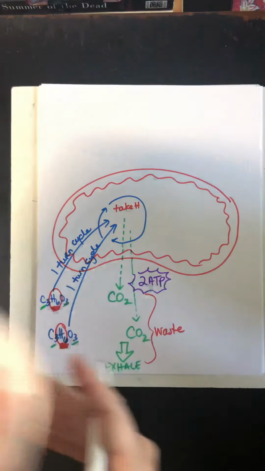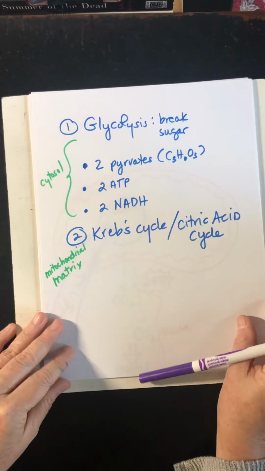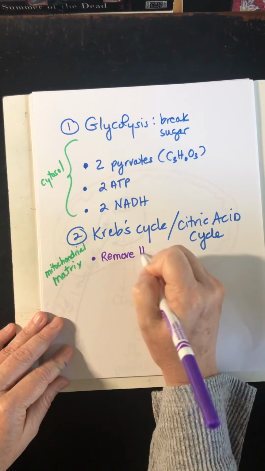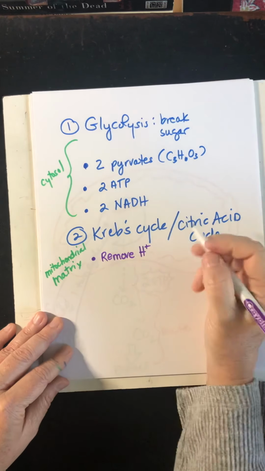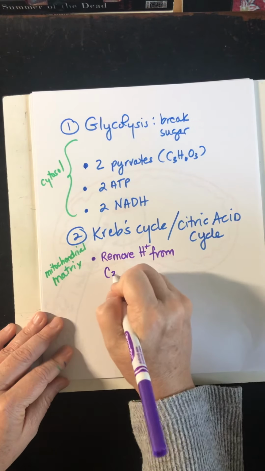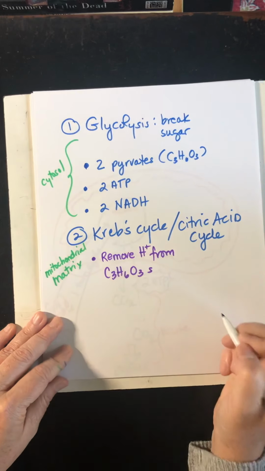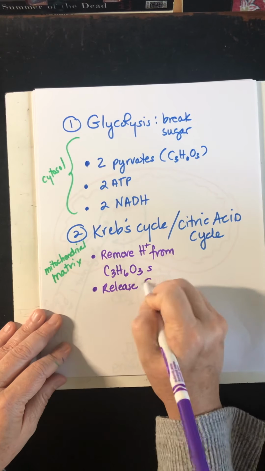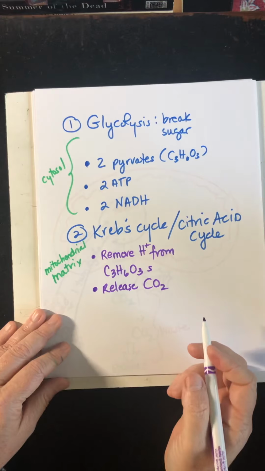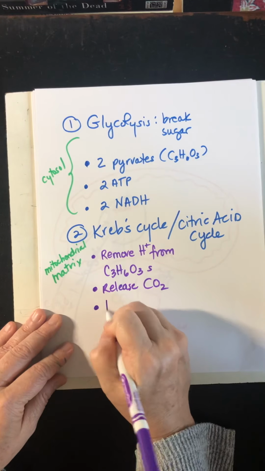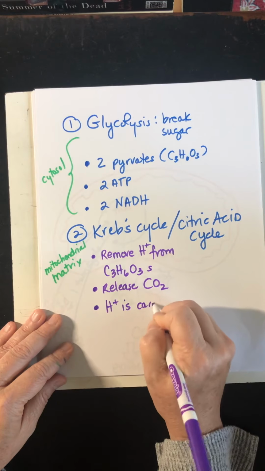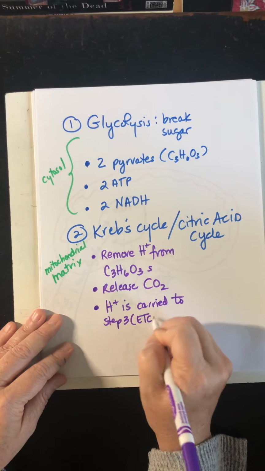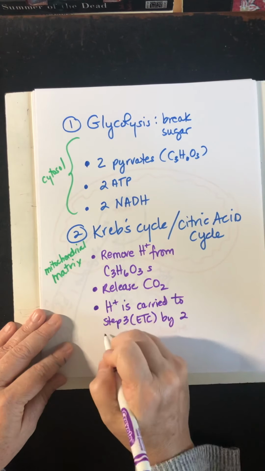So I'm going to add to my list real quick for Krebs cycle, all right? Remove the hydrogens, sometimes they write them as H plus, from the C3H6O3s, okay? And release CO2, because we don't need it anymore. And then the hydrogen is carried to step 3, which is your electron transport channel, by 2 carrier molecules.